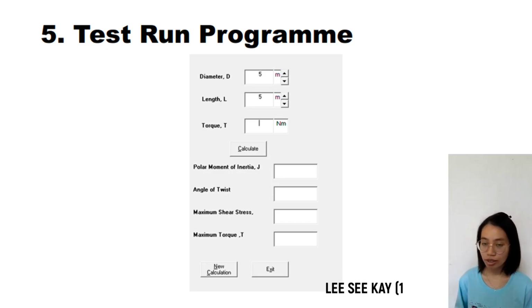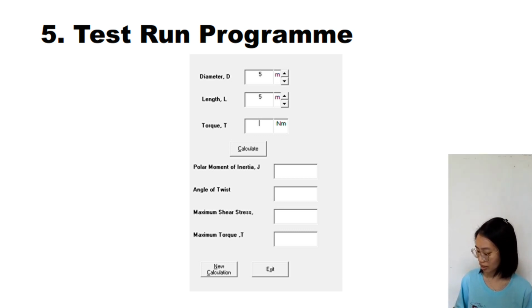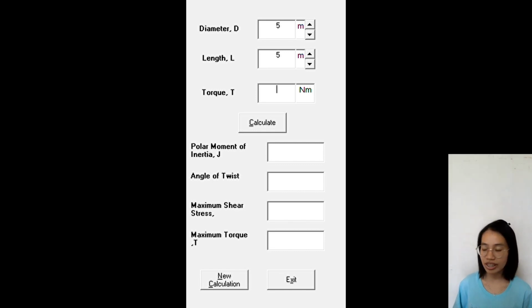I'm Lizzie K. Today I'm going to present the test run of the program. First, we key in the diameter in the txtd. We key in 5, and each of the text blocks has an interval of 5: 5, 10, 15, 20. Then we key in the length with 5 meter and the interval is 5. You click the scroll bar and it will go through 5, 10, 15, 20, 25 until 50 is the last.